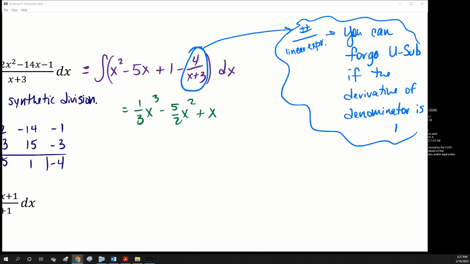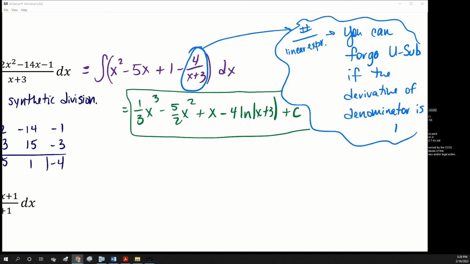All right. So then when I go to find the integral of 4 over x plus 3, I can kind of treat it like it was 4 over x. So it's going to be 4 and then the natural log of x plus 3. And then you just add a plus c.